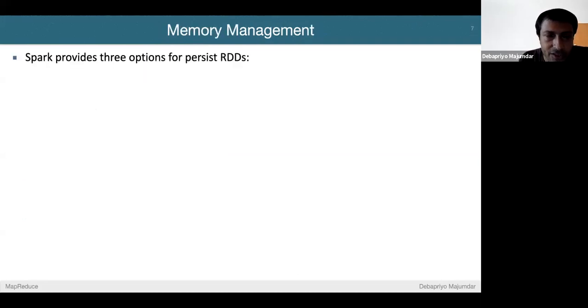Just the last thing on memory management. I think I'm overshooting by 4 minutes. These are the last things.